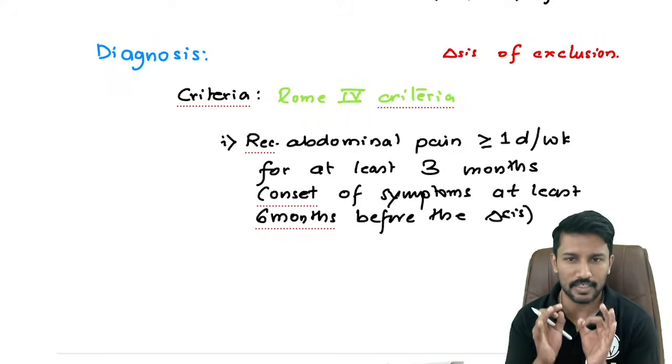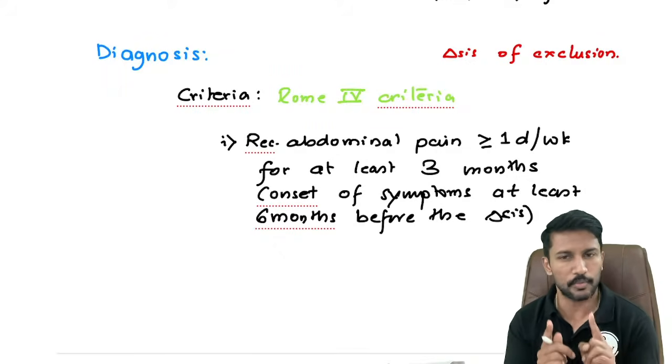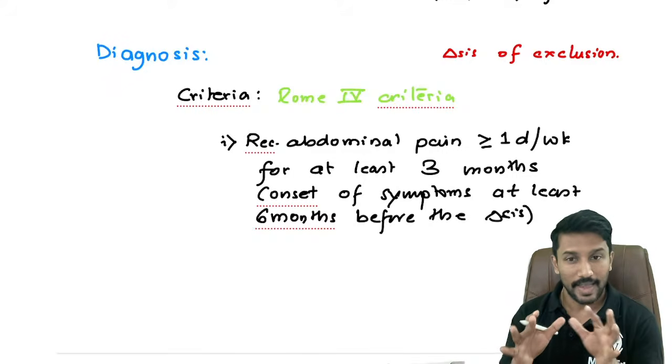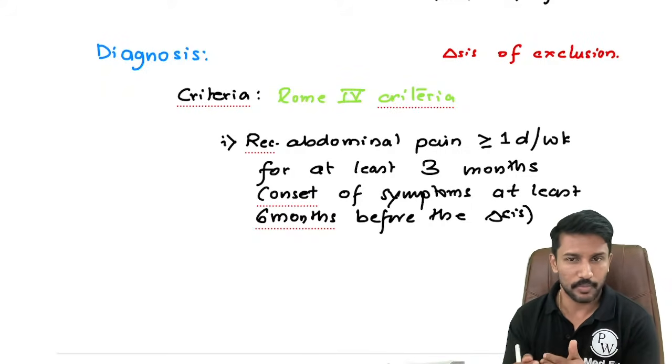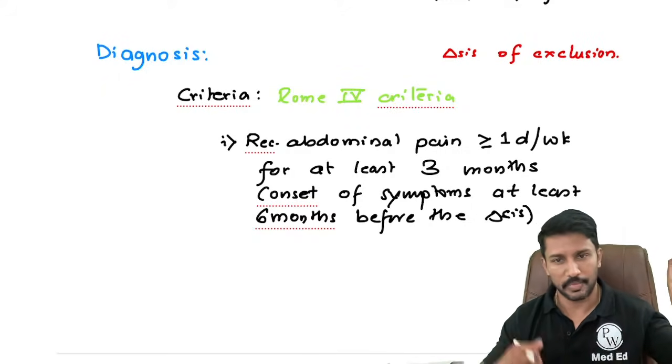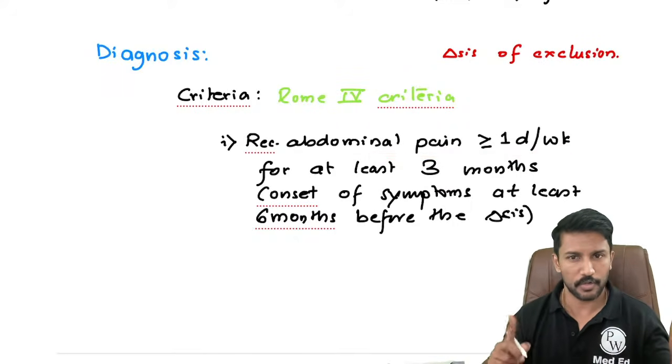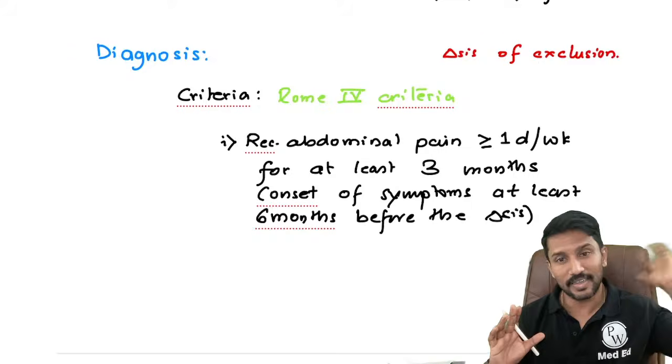In the last 3 months, there should be at least 12 episodes of abdominal pain, distributed as one episode per week or more for the 3 months. And these symptoms, that is abdominal pain, should have started 6 months back. In the last 3 months, on average, it is 1 day per week or more, and symptoms have started 6 months back.